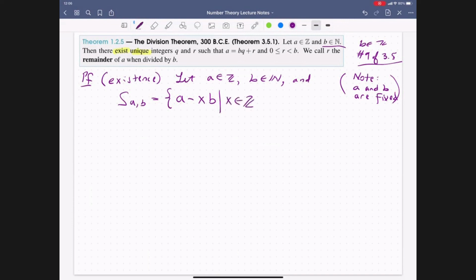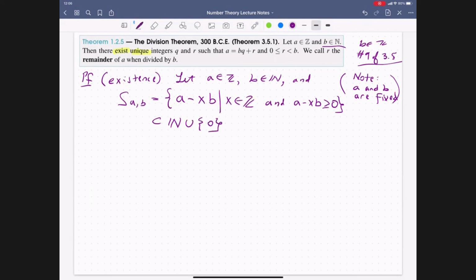And so we have this integer, but we're also going to impose another condition. x is an integer, but we also want to impose that a minus xb is greater than or equal to 0. The reason for this is we can let x be any integer, but then this here could be negative. But we are looking at the end of the day for a non-negative integer r. And so we want to remove the possibility that we have a negative. So we have this set here. By construction, this set is a subset of the naturals including 0.